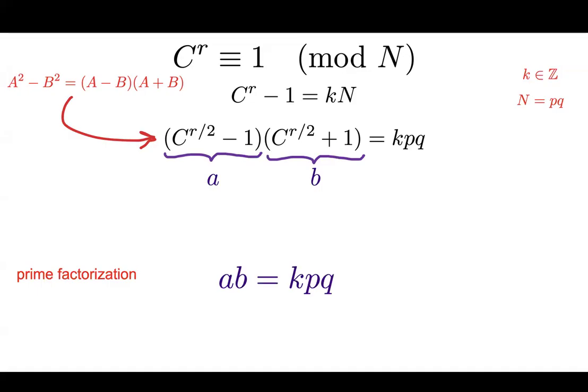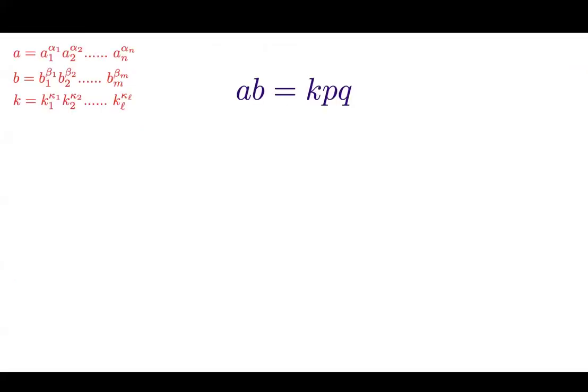Let's prime factorize the variables. Well, p and q are prime, so no need to do anything to them. But we need to write a, b, and k in terms of their primes. In the upper left corner is the way we represent them. For example, a equals a1 to the alpha 1 times a2 to the alpha 2, with the product going all the way to an to the alpha n.